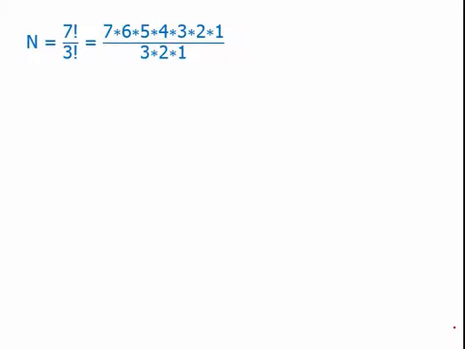Well, let's write this out. We can cancel a lot. We get 7 times 6 times 5 times 4. 7 times 6 is 42, and 5 times 4 is 20. 42 times 20, well, 2 times 42 is 84, so 20 times 42 is 840. And that, in fact, is the correct answer. That's the number of arrangements.